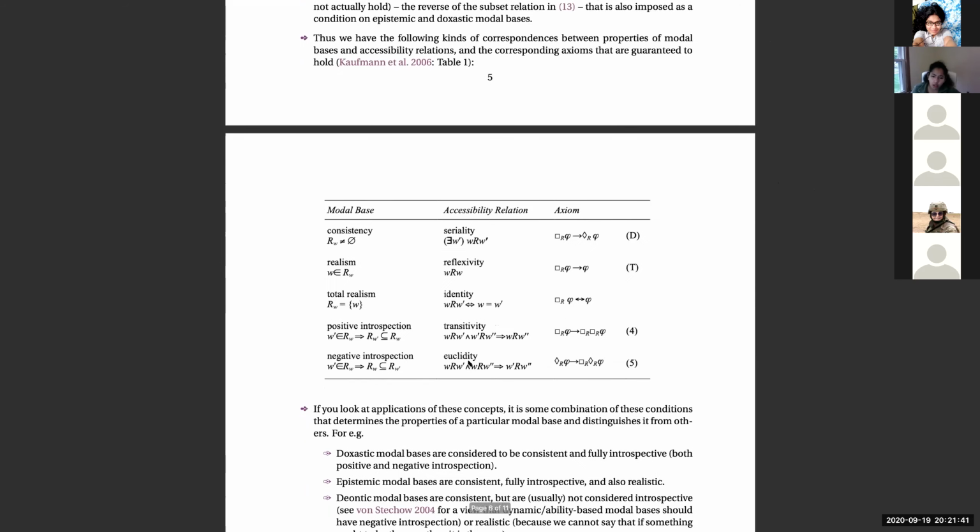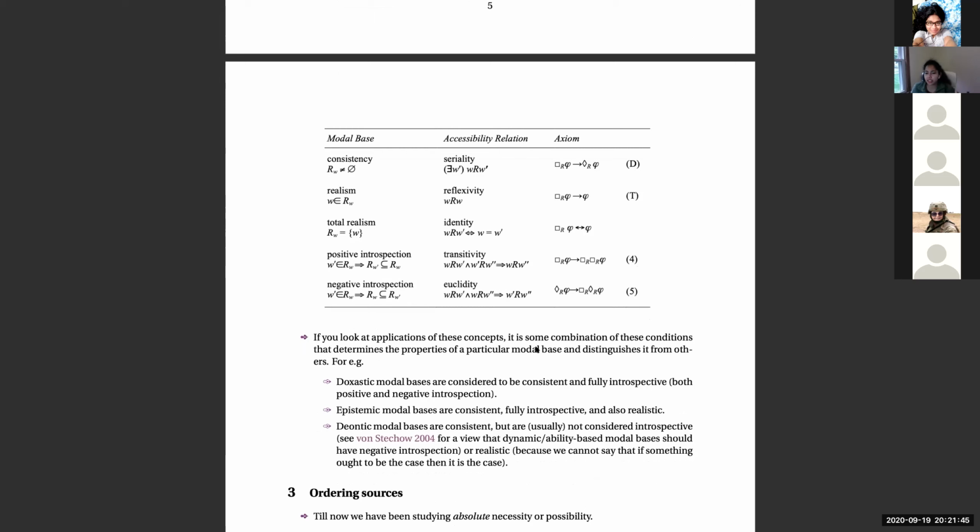Okay. So now, if you look at some of these concepts, it is some combination of these conditions that determine the properties of a particular modal base and distinguishes it from other modal bases. For example, doxastic modal bases, so this is based on speakers' beliefs, are considered to be consistent. So this property has to hold. If you're a rational agent, basically you're considered to have consistent beliefs. Okay. And you're also assumed to be fully introspective. So both positive and negative introspection has to hold of a doxastic modal base. If you have an epistemic modal base, then they are consistent, fully introspective, and also realistic. And as all of you pointed out, when I asked earlier, you have to have the property of realism because knowledge is reflexive.